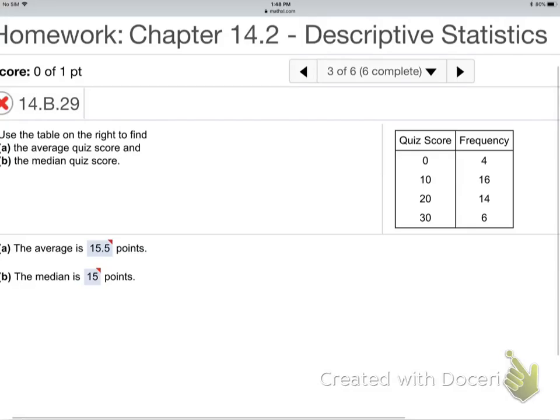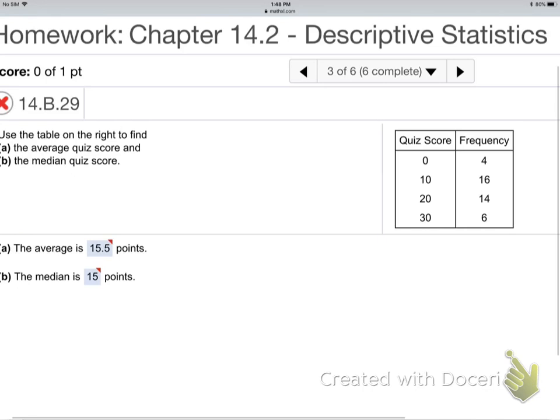We can go slow on the harder ones. So here we go. This one often gets people on the test. It's always on the test, something like this, and it often gets people. Okay, use the table on the right to find the average and median. So same kind of thing, we're finding the average and the median, but they're doing it by a table this time, and this gets people sometimes. Any thoughts? How can we find the average and the median?